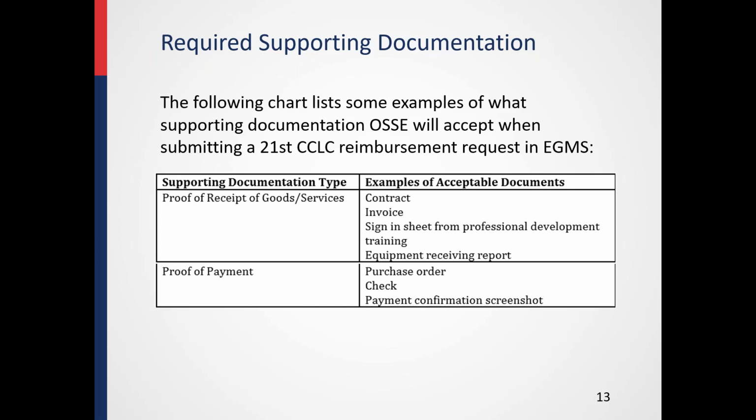Proof of payment, examples of those could include an approved purchase order, a copy of a check, or payment confirmation screenshots if it's something like an ACH payment or an electronic payment, the copy of the confirmation that that payment has been made.